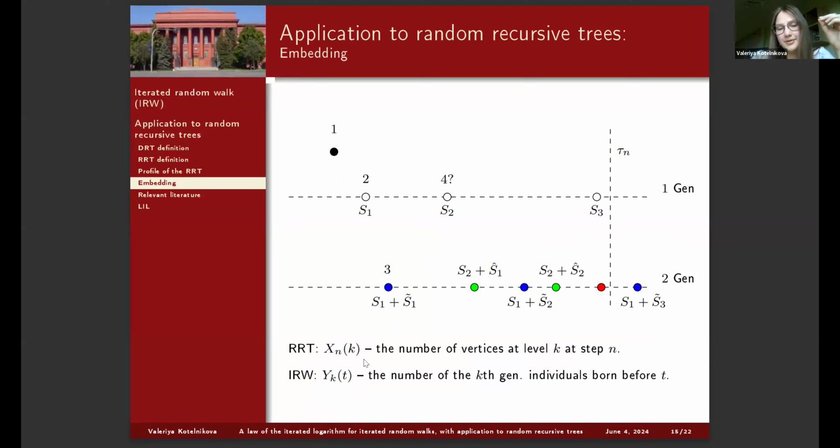Let's think about the profile in terms now not of vertices at levels, but of individuals at generations. So X_n(k) can be thought of as the number of individuals in the fixed generation k which exist at time τ_n. And it is exactly the definition of the process Y_k at time τ_n. So this is the basic observation which holds almost surely, and it is the key to our proof.